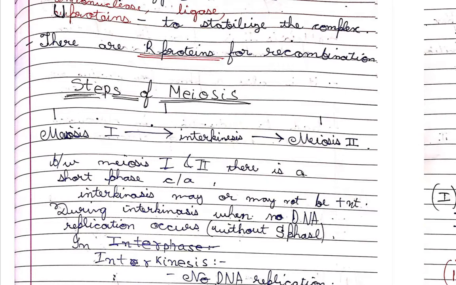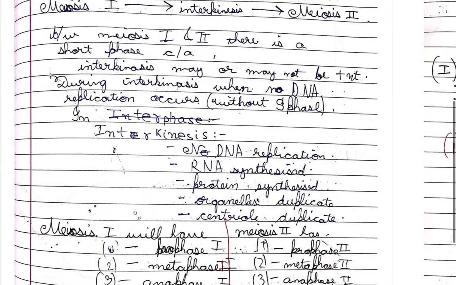Meiosis 1, then interkinesis, and then meiosis 2. Between meiosis 1 and 2 there is a short phase called interkinesis. It may or may not be present. During interkinesis, no DNA replication occurs, and there is no S phase. Also, RNA is synthesized in this phase. Protein is synthesized. Organelles duplicate, as well as the centrioles.